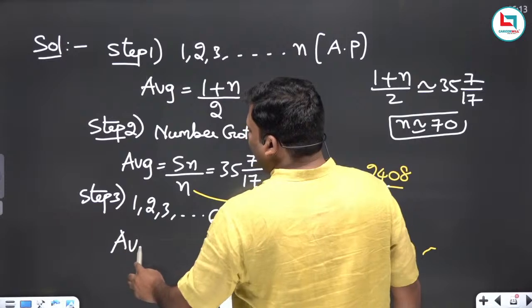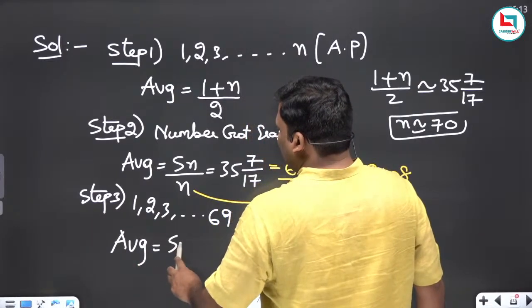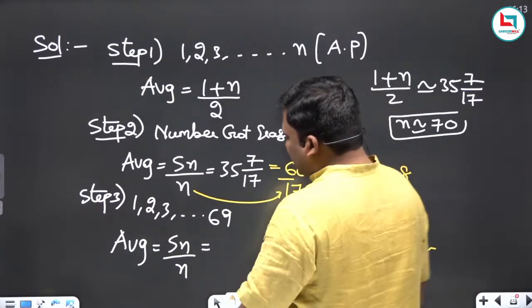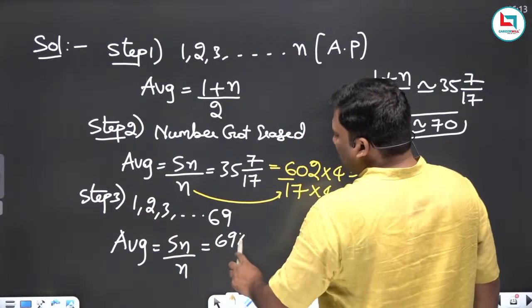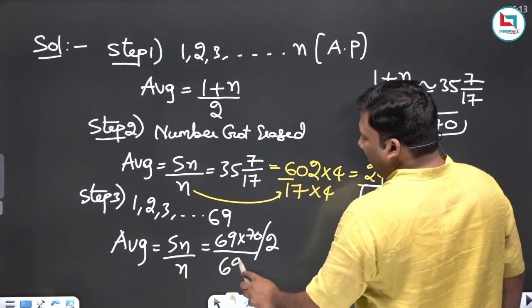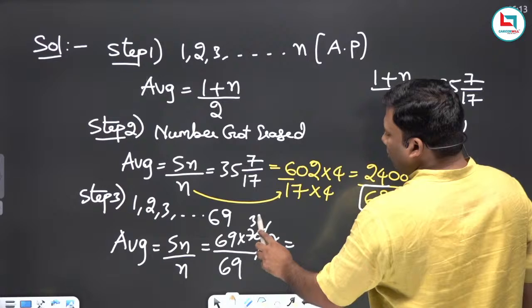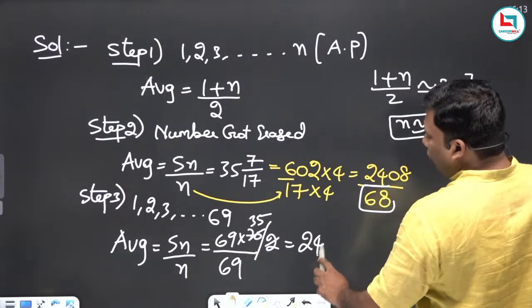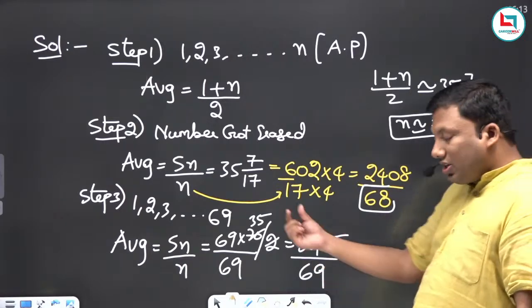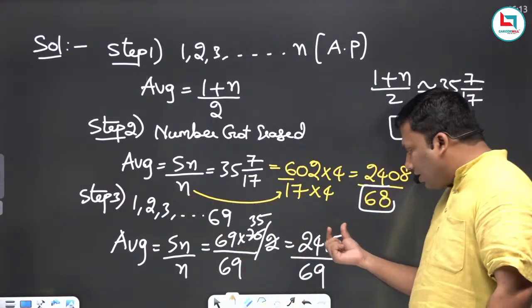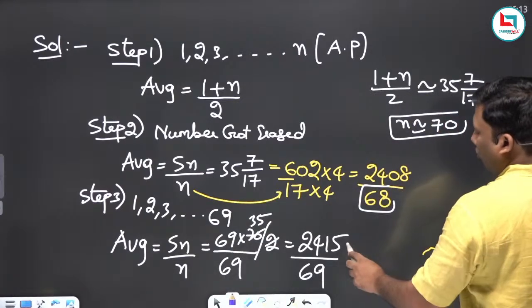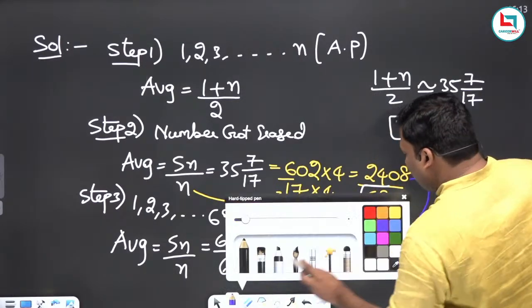What will be the average? Average is given by Sn by n. Sn will be n into n plus 1 by 2. Sum of the first 69 natural numbers divided by 69. 2 1s are 2, 35s are... 2415 divided by 69. There are 69 numbers on the board whose sum is 2415. After erasing one number, the sum became 2408. That means which number got erased?